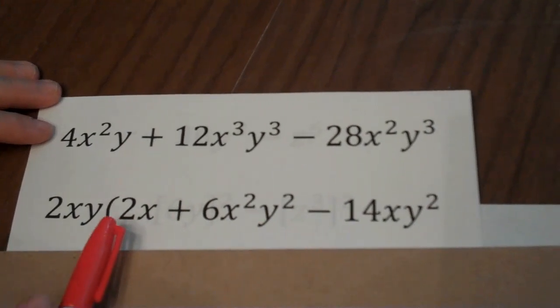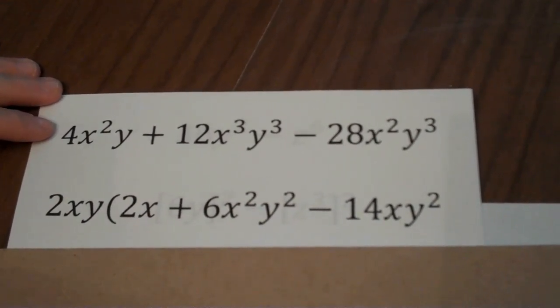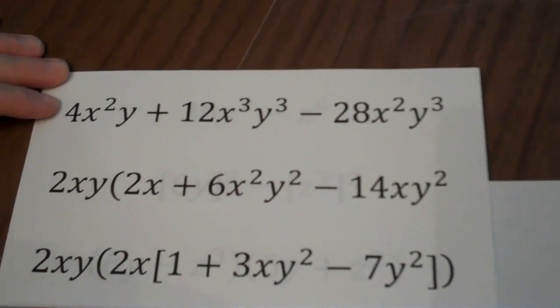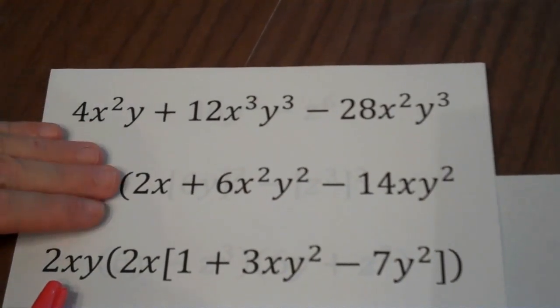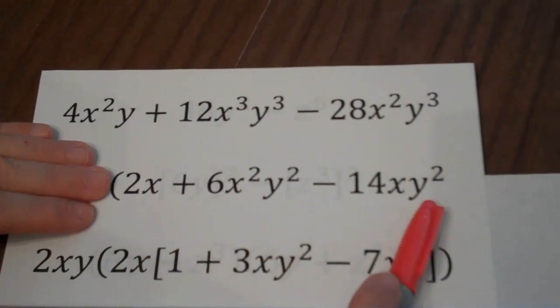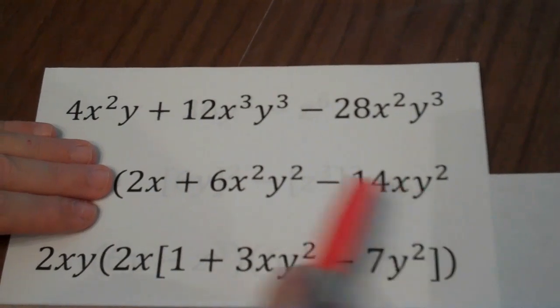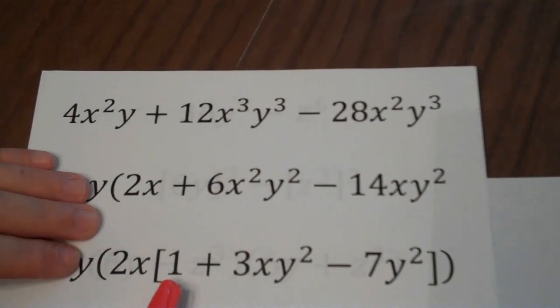Hopefully at this point you'll notice, hey, wait a minute, every one of these terms still has an x, and they're all still divisible by 2. So let's go ahead and take out another 2x from the remaining terms. I've left the 2xy, the common factor I already found, and we're going to look at the remainder of the terms. And I'm going to take a 2x out of those terms. Notice, when I take a 2x out of my 2x, I'm left with nothing.